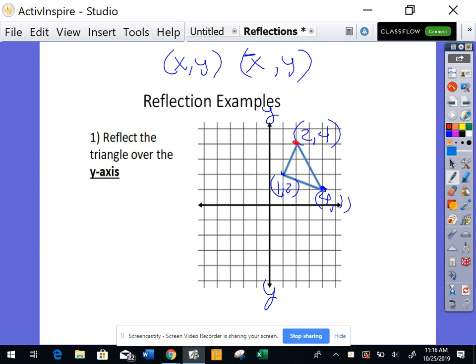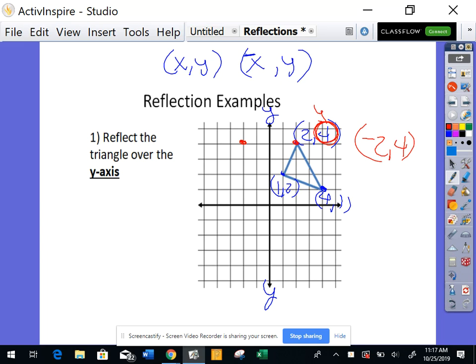So I know we're going to reflect it over the y-axis. So my y, my 4, is going to stay the same, but my x is going to become opposite. So my new point is going to be at (-2, 4). That's going to be my new point. So I'm going to go graph it. Negative 1, 2, 4. 1, 2, 3, 4. So the y stayed the same, but my x became opposite.